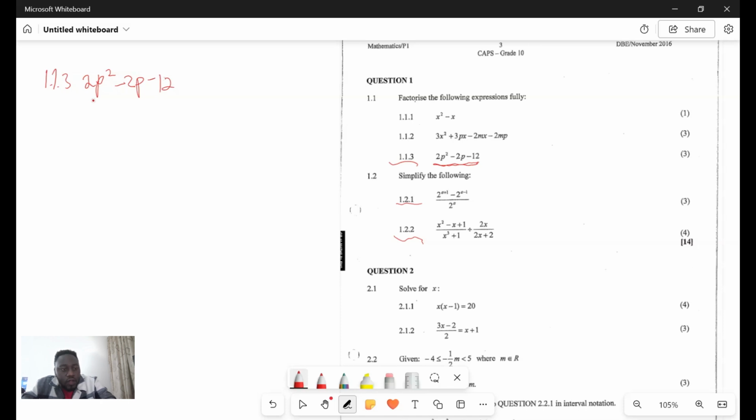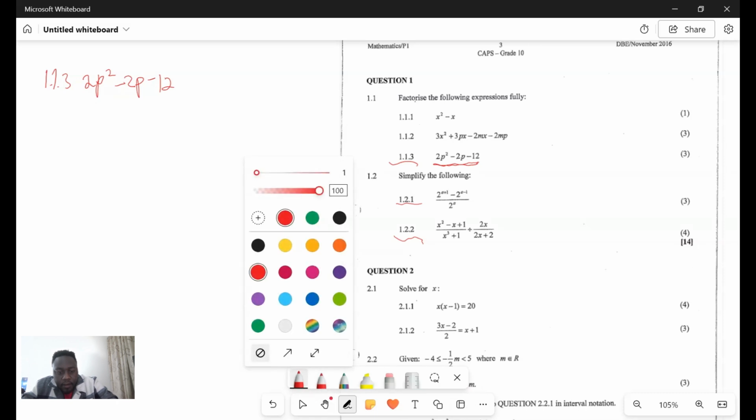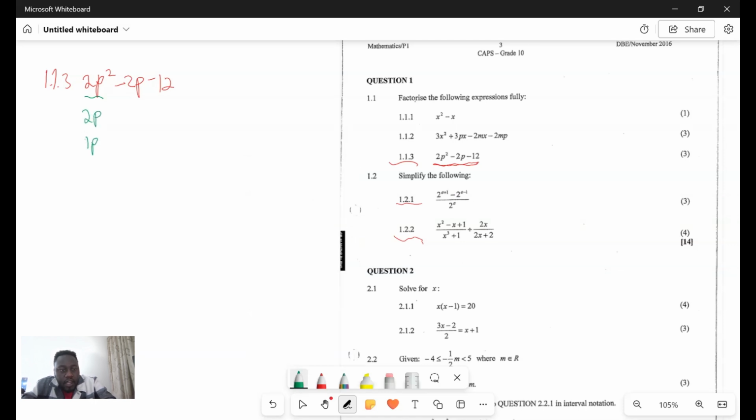So now you look at the factors. Let me just change the marker here so that you can see. You need to find factors which, when you multiply them together, give you 2p squared. In this case, you'll have 2p and 1p. You also need to find factors which, when you multiply them together, give you 12. So you have 12 multiplied by 1, 4 multiplied by 3.